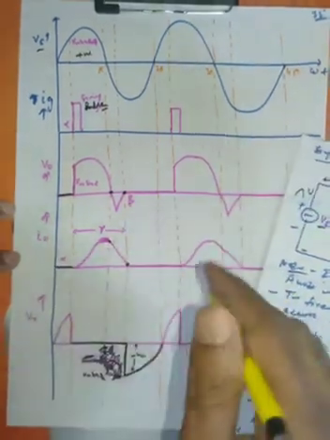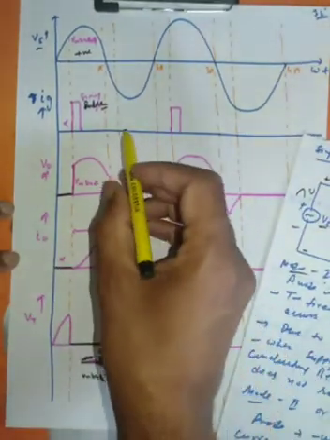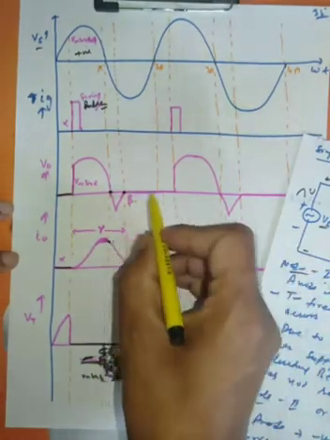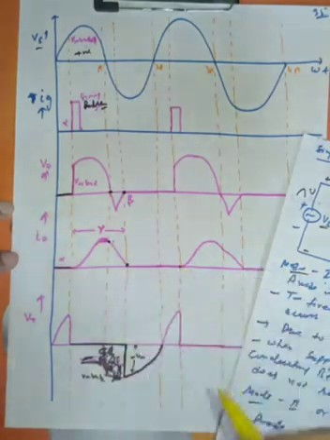and this point is known as beta. For the negative half cycle, there is no gate pulse, so the output voltage will be zero and the output current will also be zero.